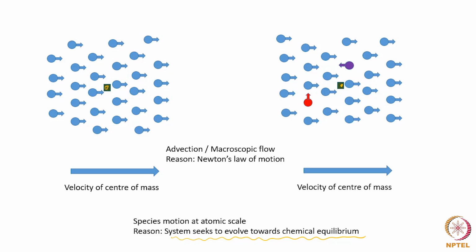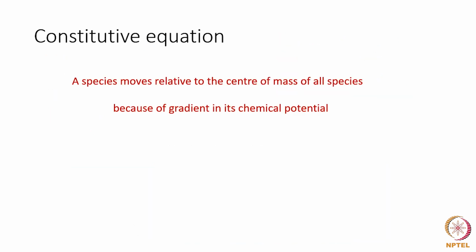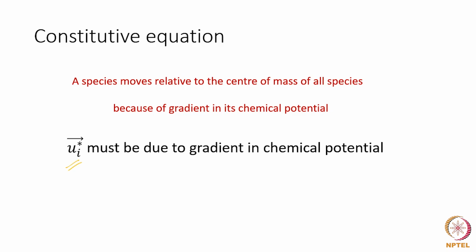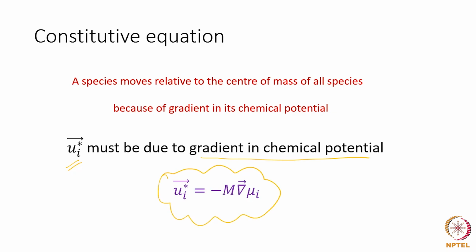Okay, so if that is our reason, then we can propose a constitutive equation as follows. We say that a species moves relative to the center of mass of all species because of the gradient of its chemical potential, which means that u_i star is due to the gradient in the chemical potential, and this is now our proposed constitutive relationship. Just like we said that heat flux is down the temperature gradient, we are saying something similar here: the diffusional velocity of species i is down, the minus sign is saying down, the chemical potential gradient.